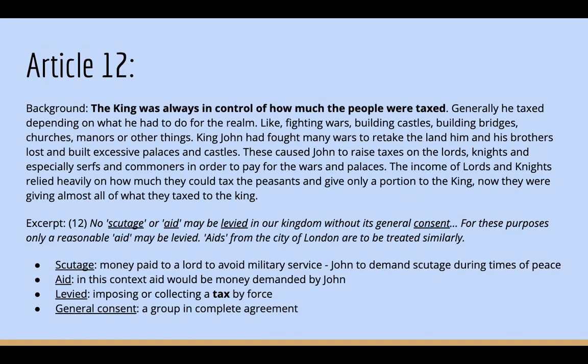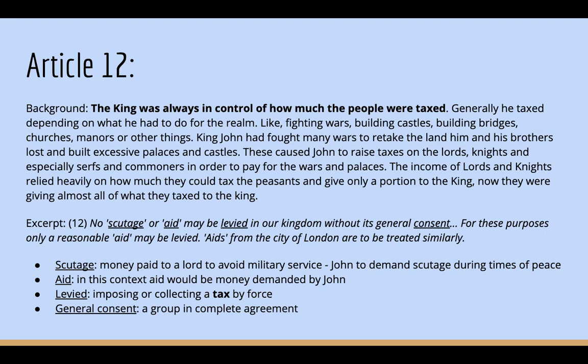The background. The king was always in control of how much the people, I think I said Article 2, I meant Article 12. The king was always in control of how much the people were taxed. Generally, he taxed depending on what he had to do for the realm, like fighting wars, building castles, building bridges, churches, manors, or other things.